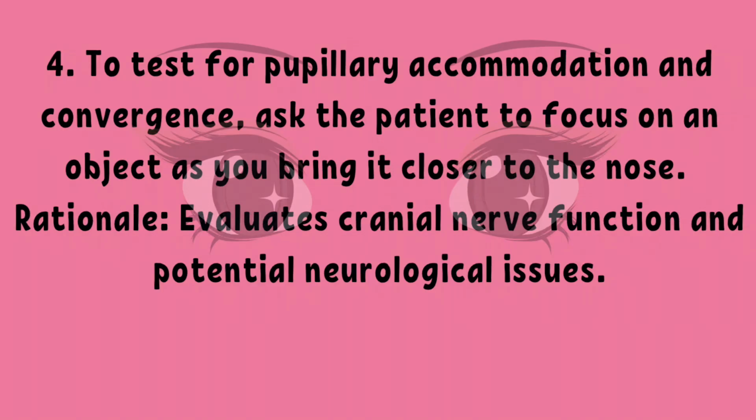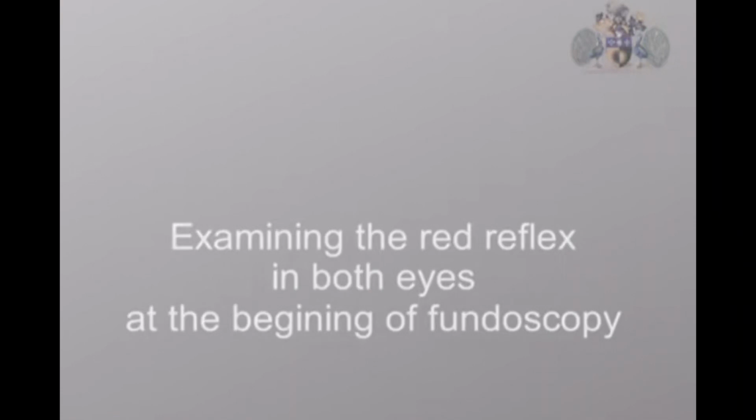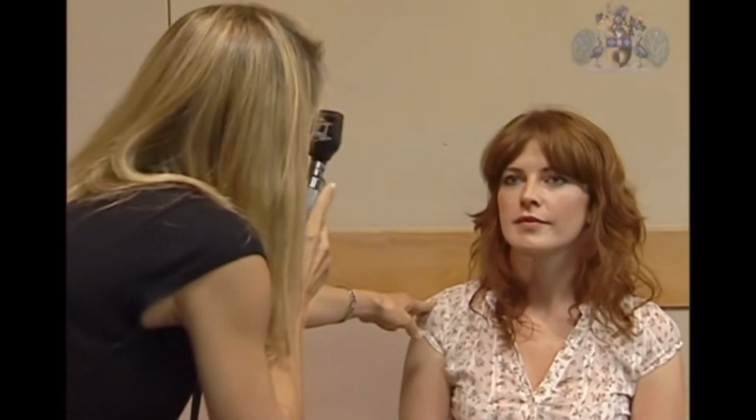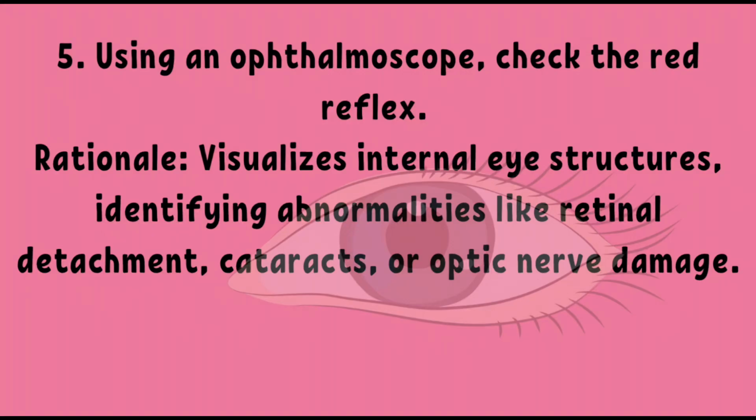4. To test for pupillary accommodation and convergence, ask the patient to focus on an object as you bring it closer to the nose. Rationale: evaluates cranial nerve function and potential neurological issues. 5. Using an ophthalmoscope, check the red reflex. Rationale: visualizes internal eye structures, identifying abnormalities like retinal detachment, cataracts, or optic nerve damage.